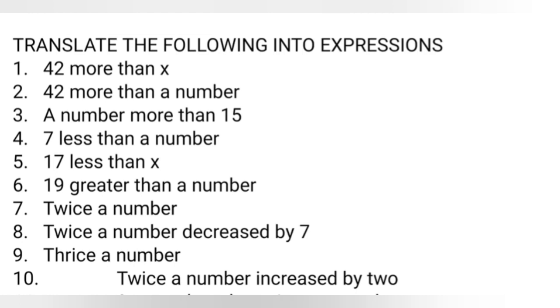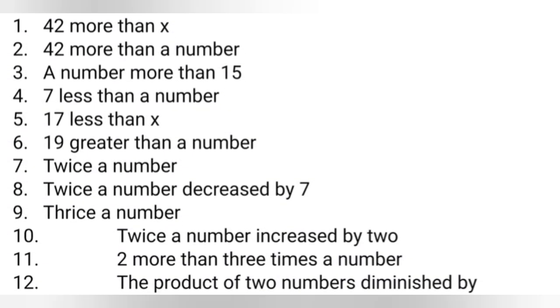42 more than x, so that's 42 plus x. 42 more than a number, that's still 42 plus x. A number more than 15, so we say x plus 15. So for a number, the number, or a certain number, you can always represent it with any variable, okay? Any variable. Okay, 7 less than a number.